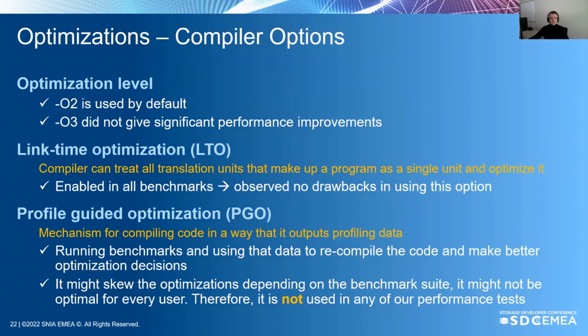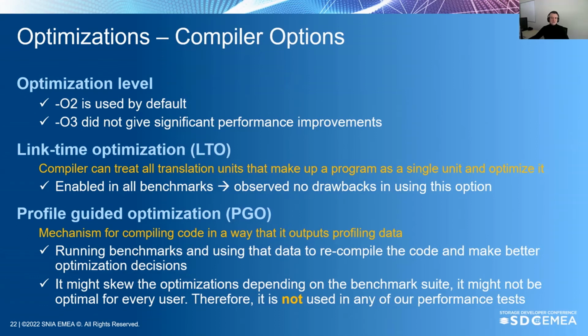Profile-guided optimization is another very interesting technique. It's a mechanism that compiles the code in a way that it outputs profiling data. So you run your benchmark, gather the profiling data, and then recompile the code with that profiling data in hopes to achieve better optimization. However, this method might skew the optimization based on the benchmark suite, so the resulting machine code might not be optimal for every use case.